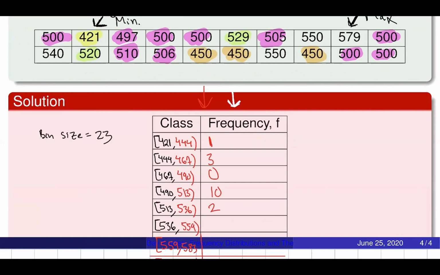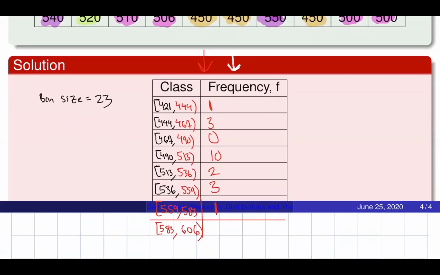Then we want to do 536 to 559. So 559, that's 1, that's 2, and that's 3. So you get 3. And lastly, we're going to do 559 to 583, which is just the 579. So that's 1.